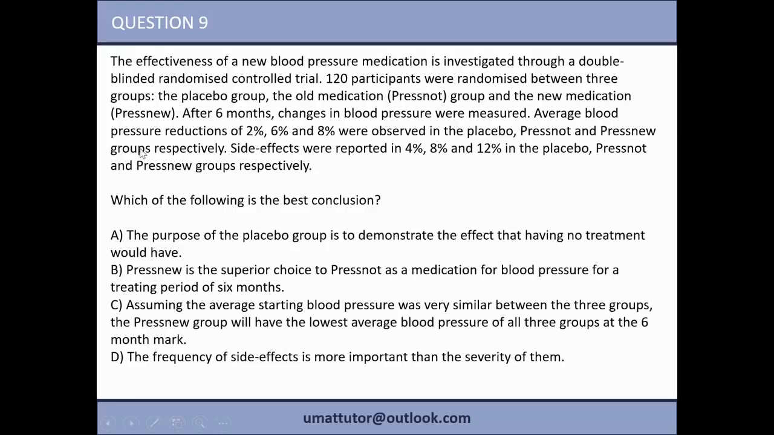And as is given in the passage, we know that Presnu had the largest average drop of 8% out of the three medications. So it's only fair to conclude that of those three groups, at the end of the 6 months, the Presnu group will have the lowest average blood pressure. That seems pretty good to me.